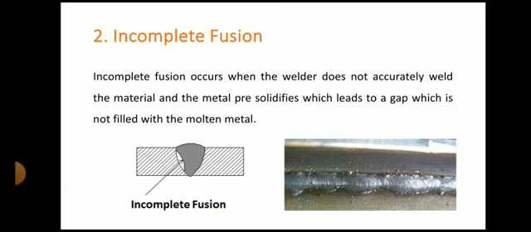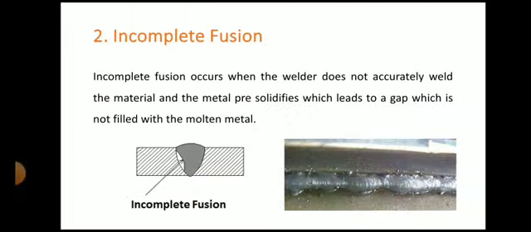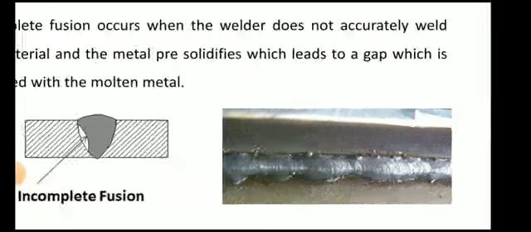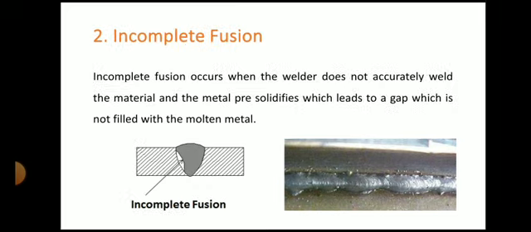Incomplete fusion occurs when the weld does not accurately weld the material and the metal pre-solidifies, which leads to a gap which is not filled with the molten metal. So here the gap is formed and it is not filled with the molten metal. Hence it is known as incomplete fusion. This is an example of incomplete fusion in real life.